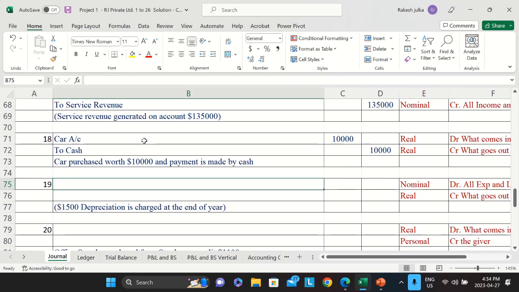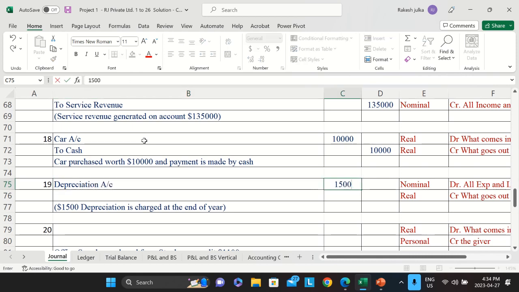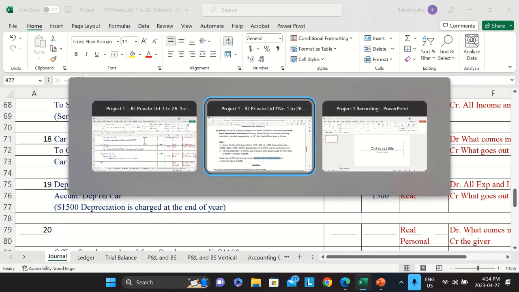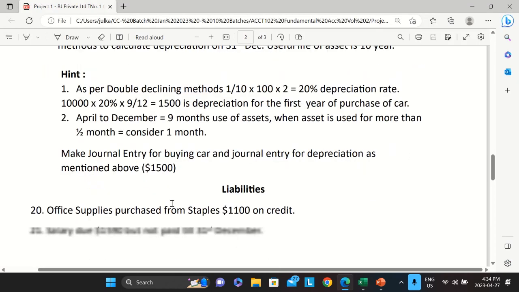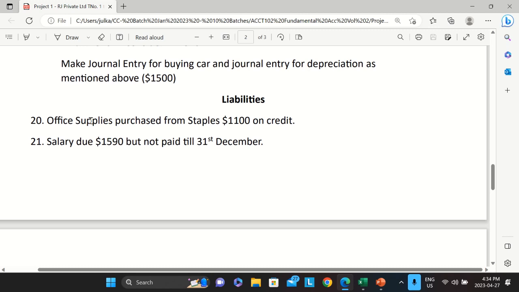So the 19th journal entry will be depreciation, $1,500. So depreciation account debit $1,500 on the debit side, and on the credit side we will write accumulated depreciation. So this is accumulated depreciation on car, right? So the 19th transaction is already completed, right? So next we have a couple of entries remaining.